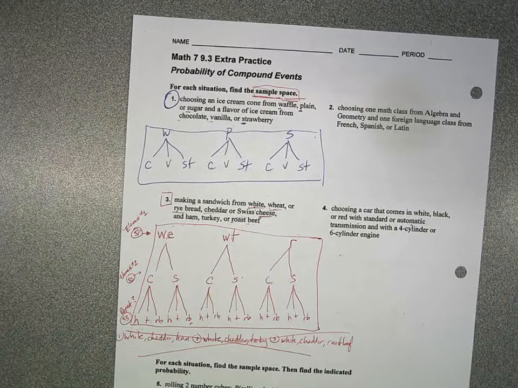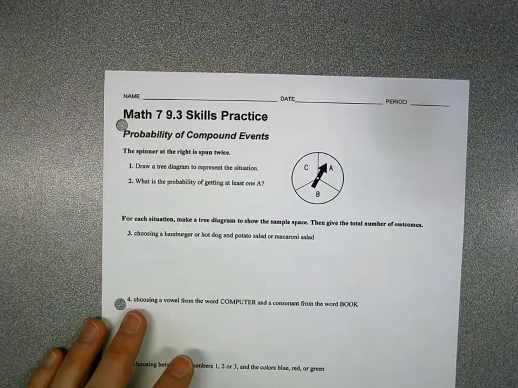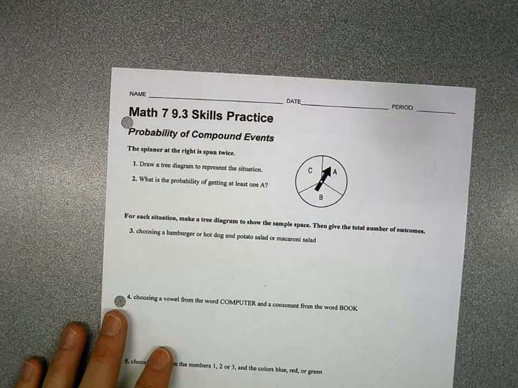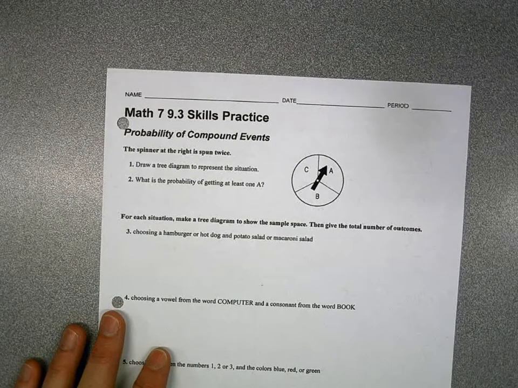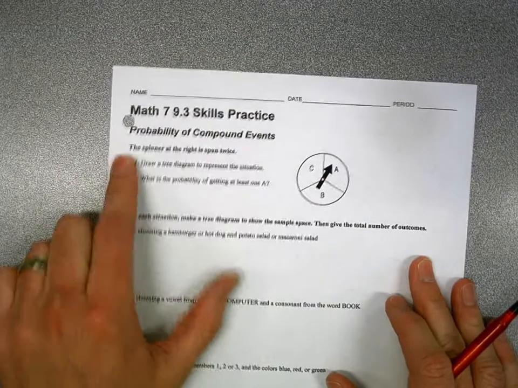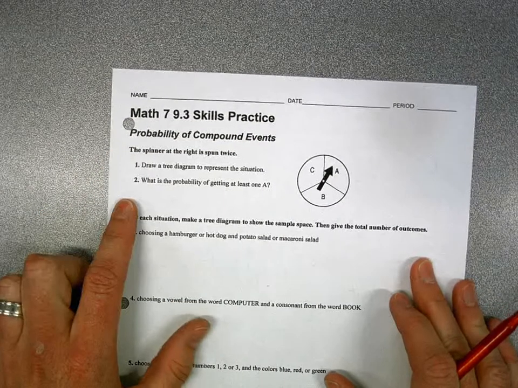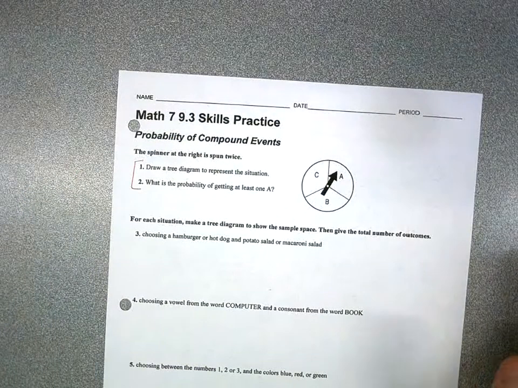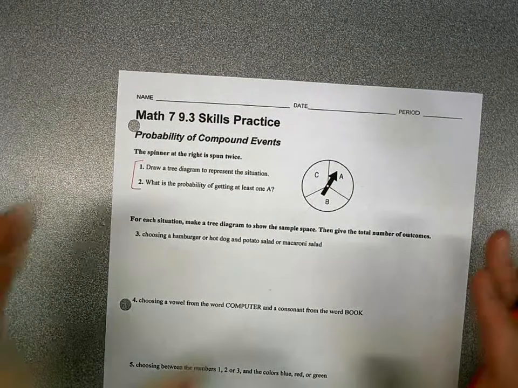All right, so let's flip the paper over to the skills practice side. Here we go. Let's take a look at problems 1 and 2. Now, 1 and 2 actually go together. In my opinion, it should have been 1A and 1B. So we're actually going to do the two problems together.